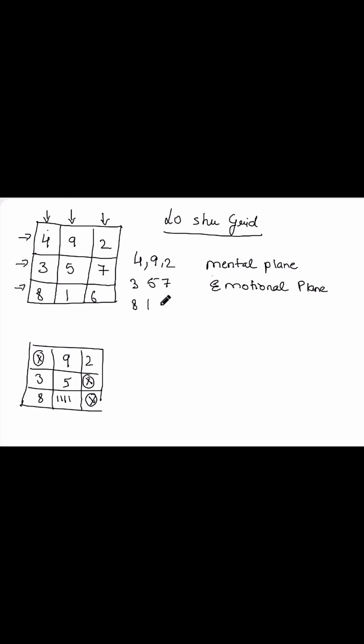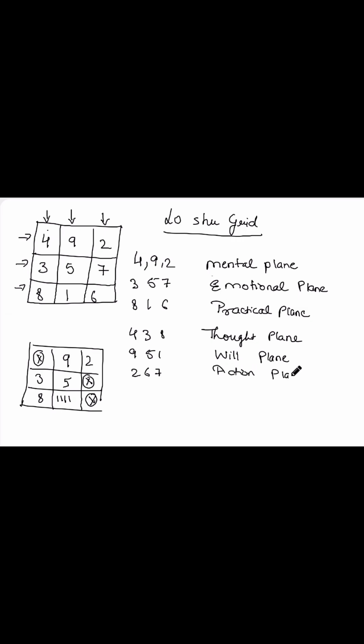When we talk about 8, 1, 6, this is the practical plane. Similarly, when we take vertically 4, 3, 8, this is the thought plane. I will explain all these one by one. 9, 5, 1, this is called the will plane. 2, 6, 7, this is called the action plane. So each of these combinations in our date of birth signifies something.